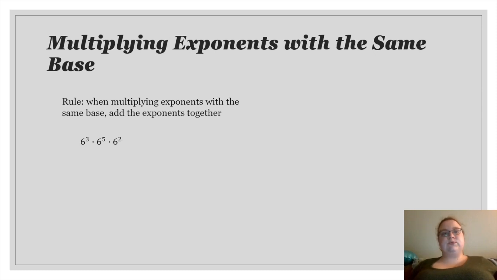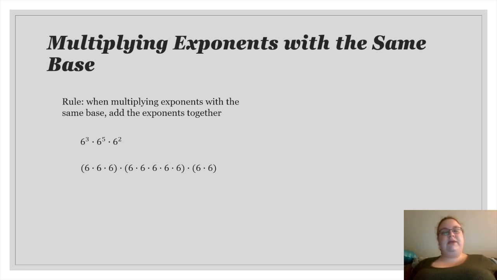But there's a reason this rule works, and I'm going to go through why it happens the way it does so that we have a deeper understanding of our subject matter. So what this expression is actually representing is 6 times 6 times 6, which of course is 6 to the third, times 6 times 6 times 6 times 6 times 6, or 6 to the fifth, and times 6 times 6, which of course is 6 squared.